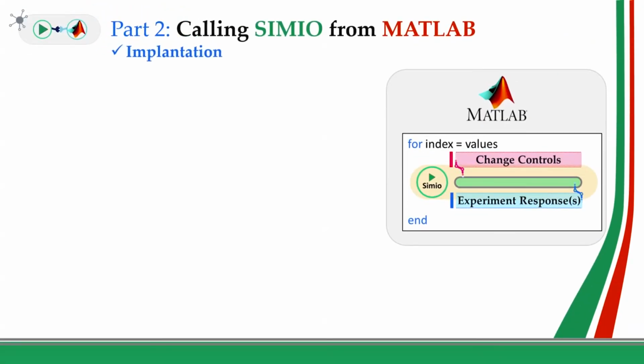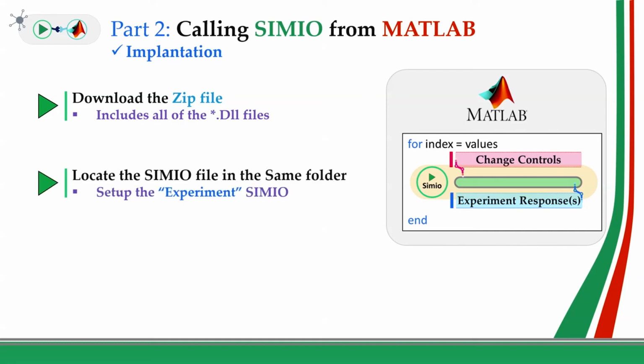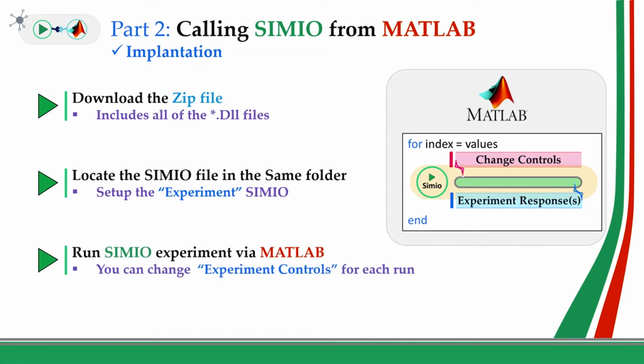So let's talk about how we can implement this. Same as part 1, just download the zip file from the link provided in the comments. It also includes a couple of DLL files. Then locate your Simio file inside the folder that I provided to you and set up the experiment inside Simio, because you have to know what the experiment is and then use the algorithm that I'm going to show you here to run a Simio experiment inside Matlab. So let's do it right now.